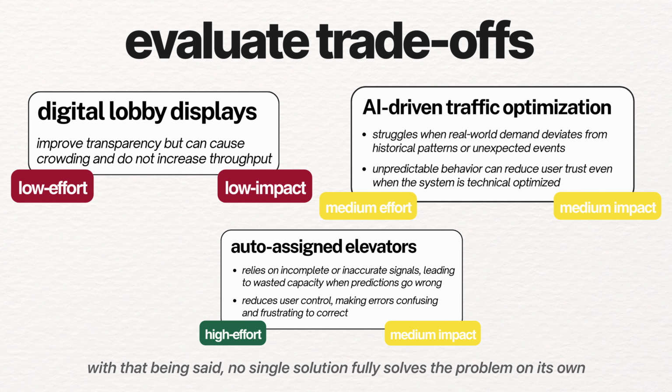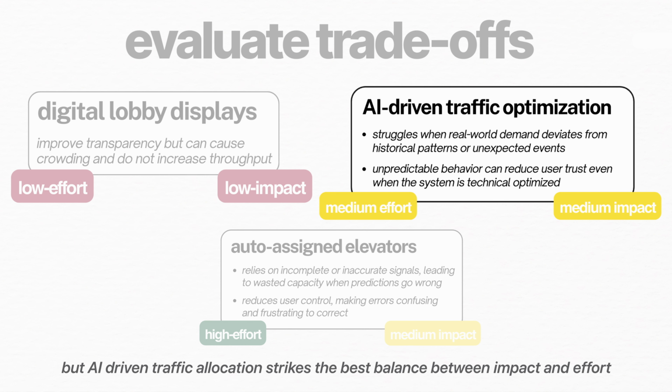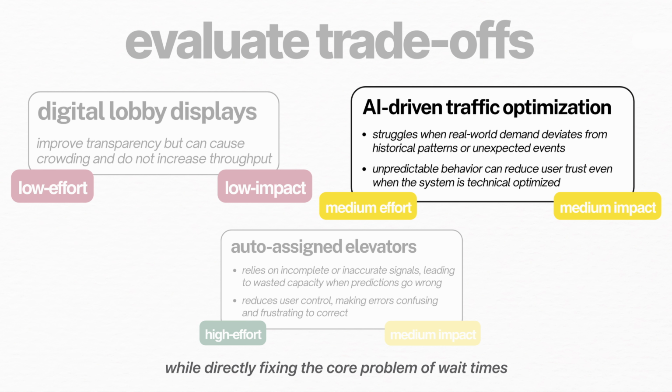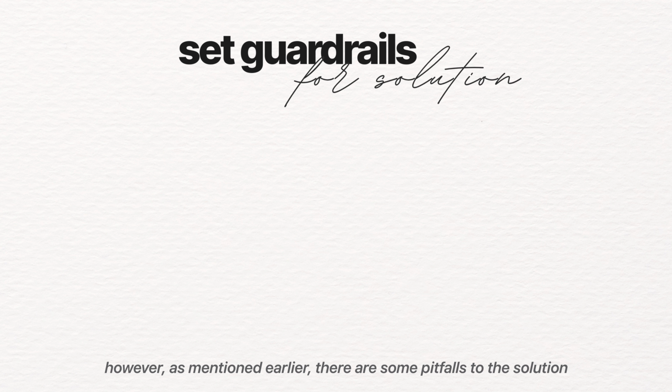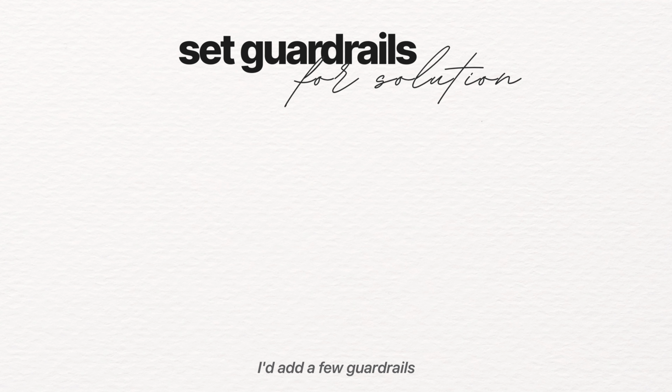With that being said, no single solution fully solves the problem on its own, but AI-driven traffic allocation strikes the best balance between impact and effort, while directly fixing the core problem of wait times. However, as mentioned earlier, there are some pitfalls to the solution. To make sure that this solution delivers real value without introducing new problems, I'd add a few guardrails.